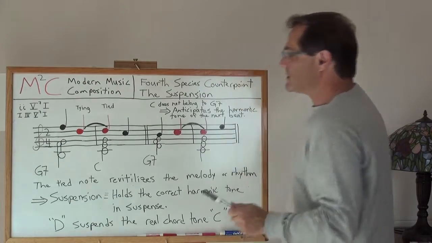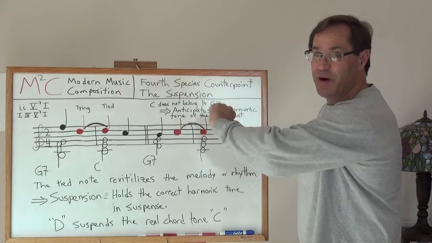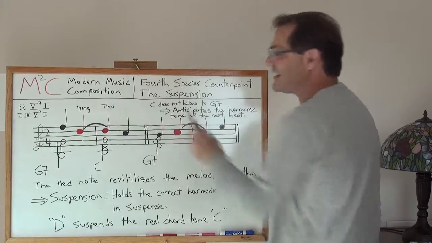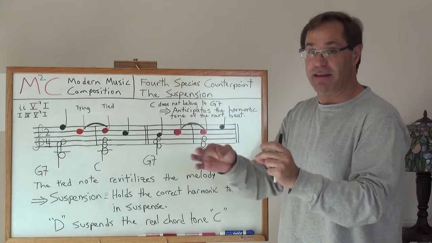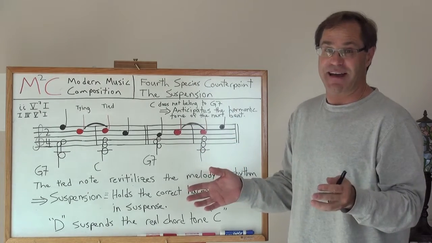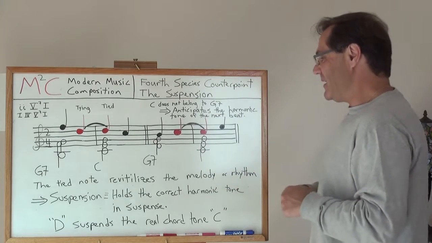The first D is called the tying note. When it gets suspended over to the next measure, it's tied. So you're in the process of tying, and at the end, it's now tied. That's a good way of looking at it.